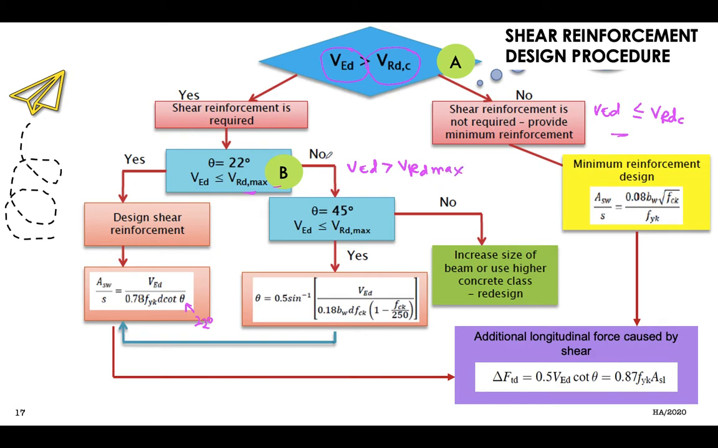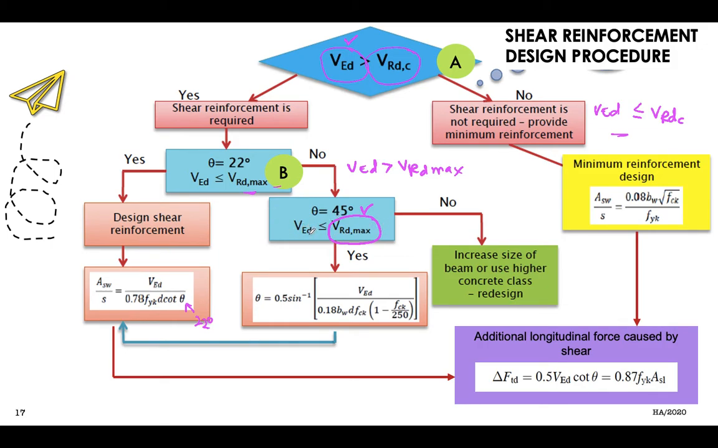So therefore, we are going to follow this flow, whereas we are going to recalculate this value of VRD max. And now we are going to consider the value at 45 degrees theta. So here, we are going to recalculate the value of VRD max using theta 45 degrees, and we are going to compare back with VED. Right. So this VED value is the same value that we have used here. Right, so we are going to compare back VED with VRD max.